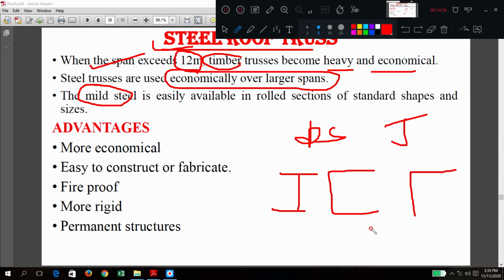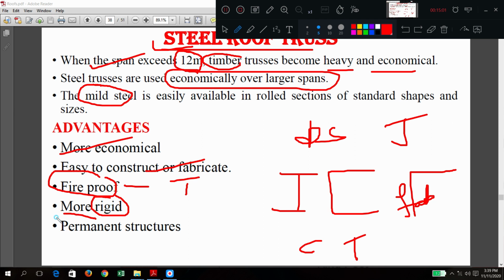What are the advantages? Can you tell me? It is very good in compression as well as very good in tension. That is the first advantage you should have. How are these manufactured? These are fabricated in factories. So advantages are: economical, easy to fabricate, fireproof compared to timber, a very good property. It is also more rigid, and it is a permanent type of structure. It will give a permanent structure.